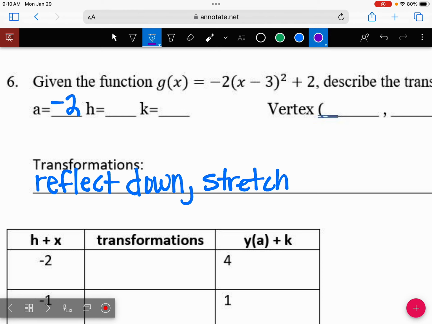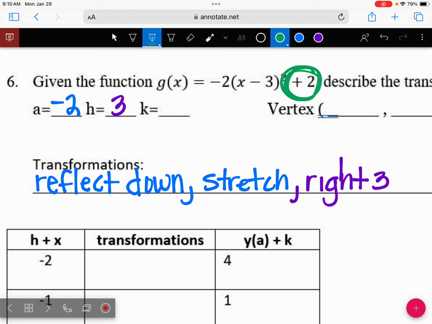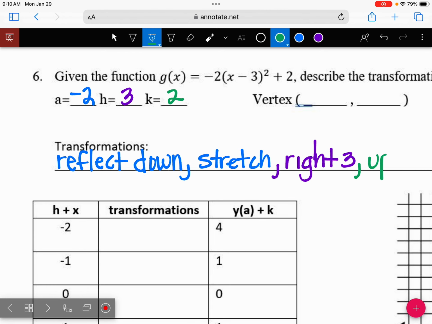Okay, so now let's look inside of our parentheses. So King, what is H? It's +3. Now, because it's a +3, remember, H moves the parabola left and right. Because it's positive, it's going to go right 3. And then lastly, you have this number. That would be my K. So K is 2, and that's going to make the graph go up 2.